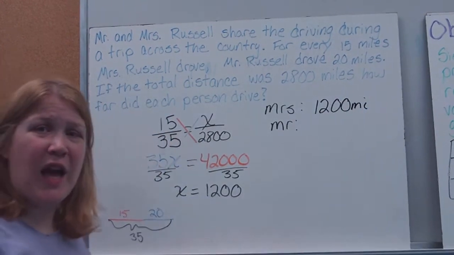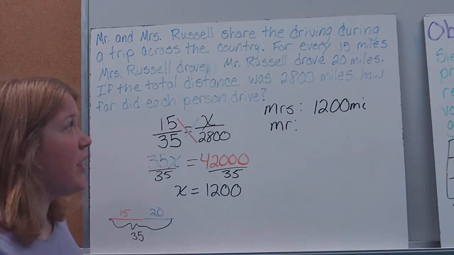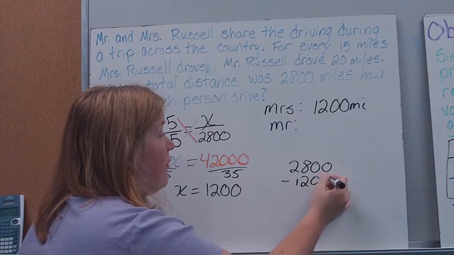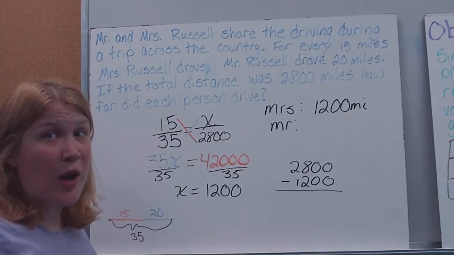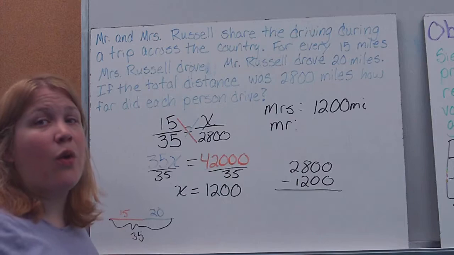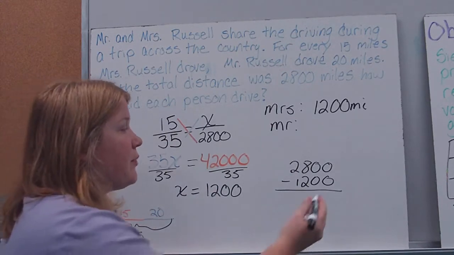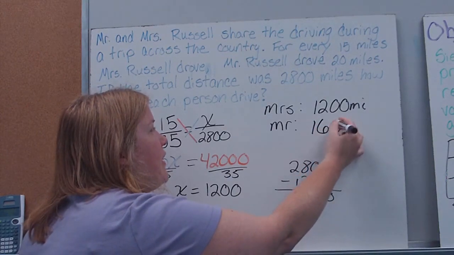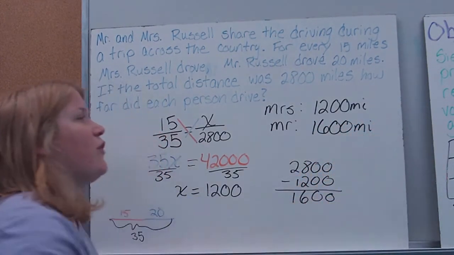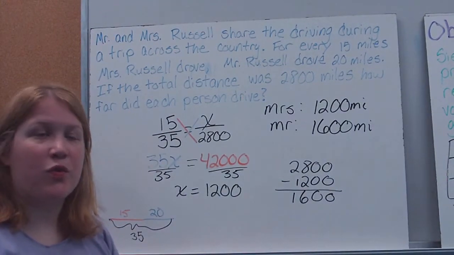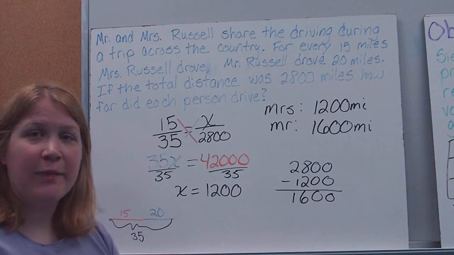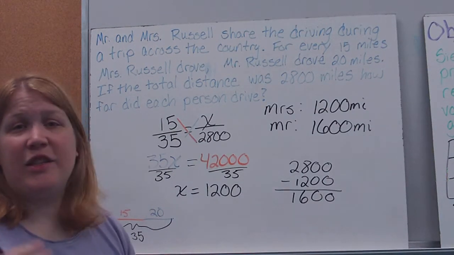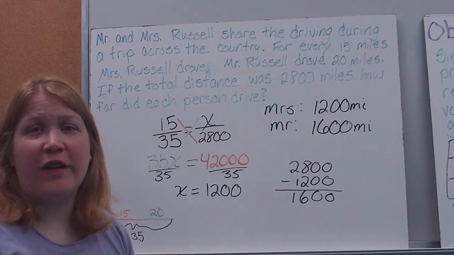Now, to save myself time so I don't have to set up and solve another proportion, I know the total distance was 2,800, so anything that Mrs. Russell didn't drive, Mr. Russell must have. So I can just subtract those two values to get my second answer, rather than going through the process of setting up another proportion. So then I find that Mr. Russell drove 1,600 miles, while Mrs. Russell drove 1,200 miles. All right. So it's just a big matter of making sure you're setting it up right, and then it's just back to solving the proportions, which you're all very good at.